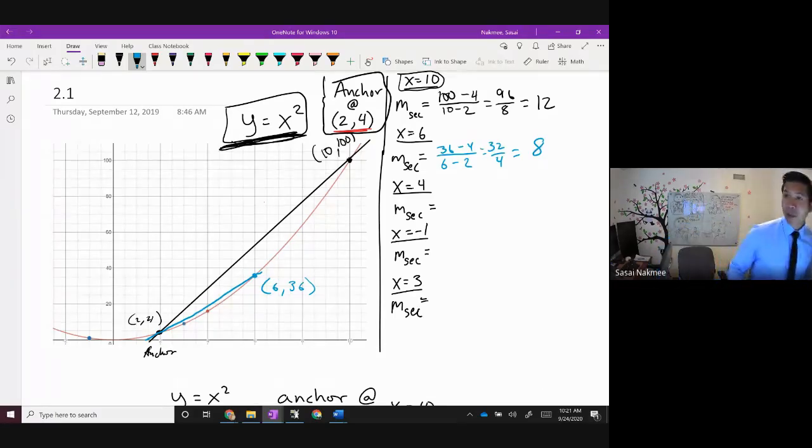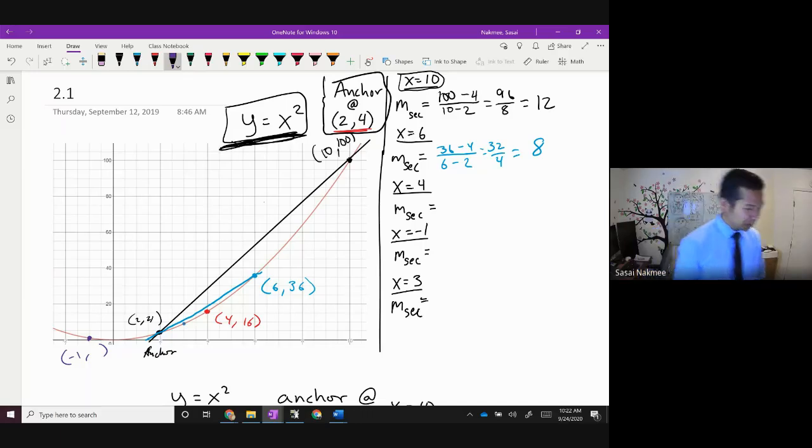All right, here's what I want you guys to do. Can you calculate the slope for the next 3 points I have labeled there? X equals 4 is going to be the next one. X equals 4 is right here, and that's going to be (4, 16) if you have trouble finding these points. I'll give you that one. And then calculate it for x equals -1, which is back here. And the last one, calculate it for x equals 3. Can you guys go ahead and calculate those slopes for me real quick?